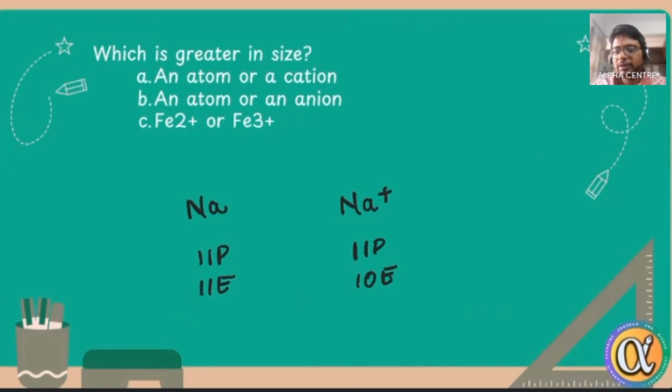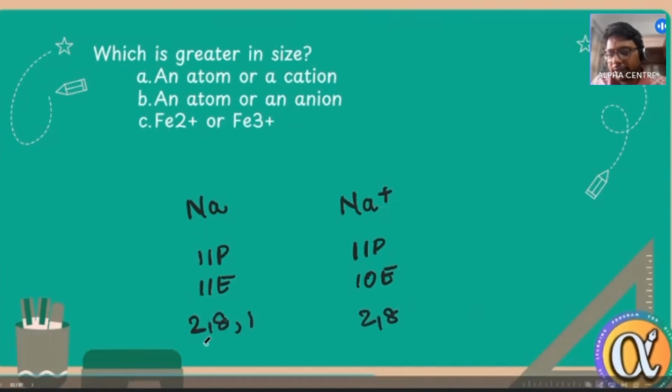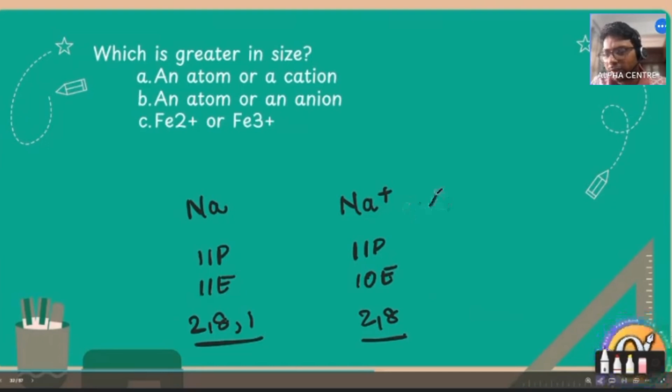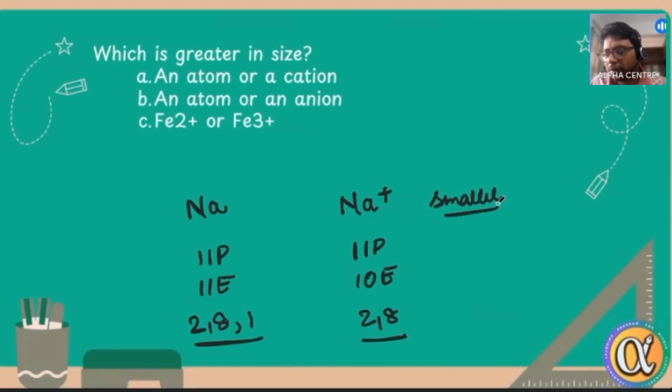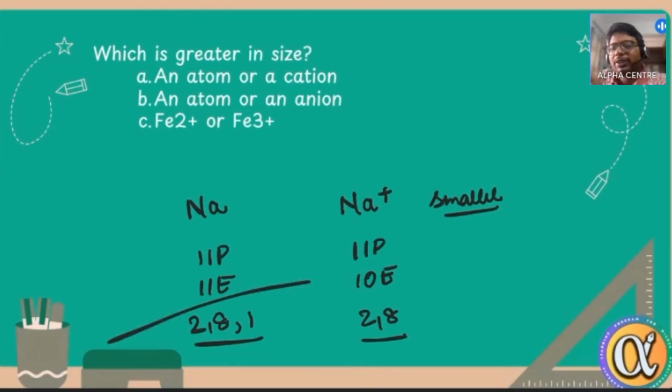So it's Na plus that is smaller, because there are two ways of looking at it. One is this is 2, 8, 1 and this is 2, 8. This has 3 cells, this has 2 cells. So this is smaller. That is one way of looking at it. The second way is that for 11 protons, they only have to pull 10 electrons. So they can do that with greater force, right? So they will try to shrink them more. So Na plus is smaller. So the atom is greater, correct?